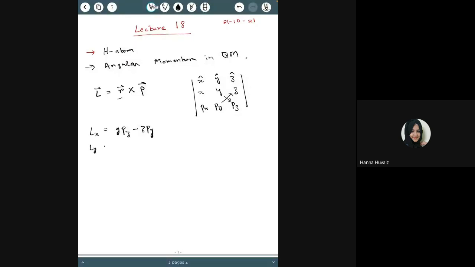Ly is zpx minus xpz, and Lz is xpy minus ypx. So this is my classical expression in terms of position and momentum. And as you know, you know the operators for position and momentum in quantum mechanics. So this is also my operator form for quantum mechanics, if I simply add a few hats.